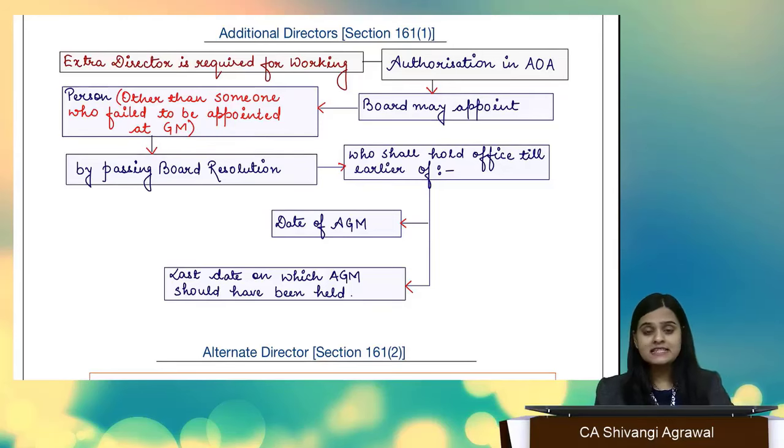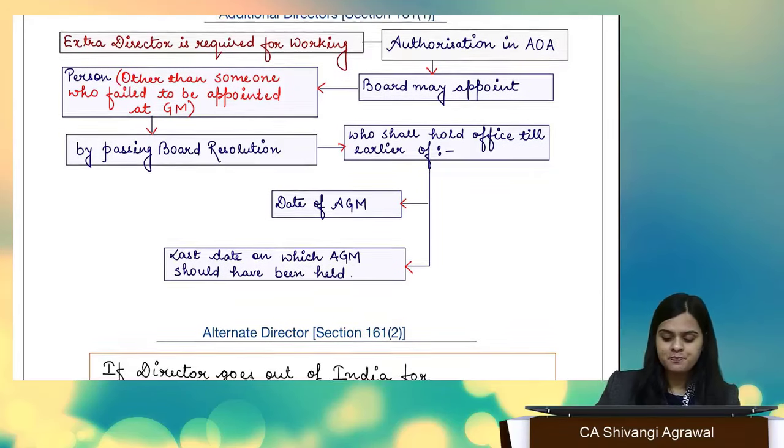Section 161(1), additional directors. 161(2), alternate directors. 161(3), nominee directors, and 161(4), casual vacancy. 161(1), additional directors. Who are additional directors?